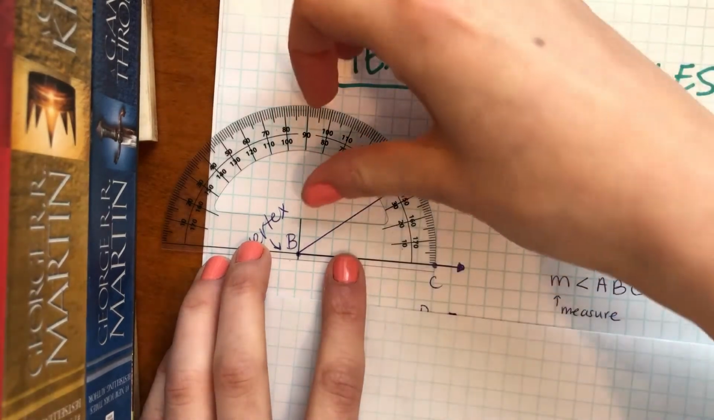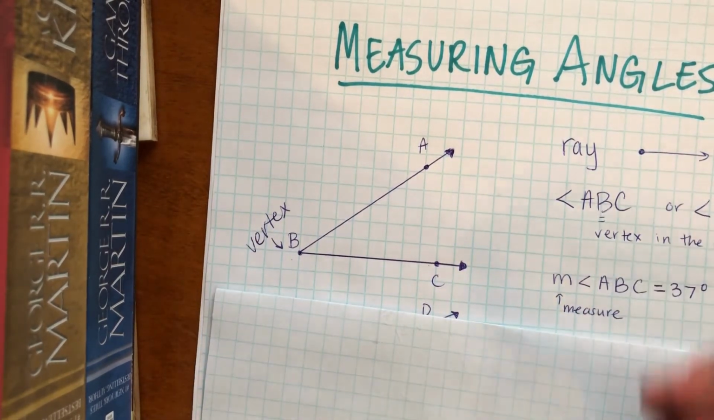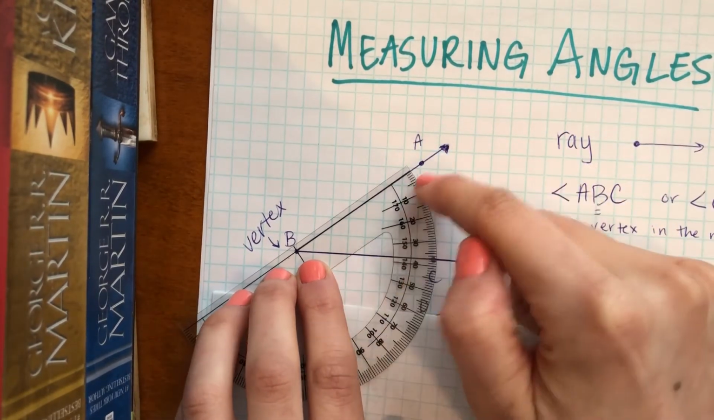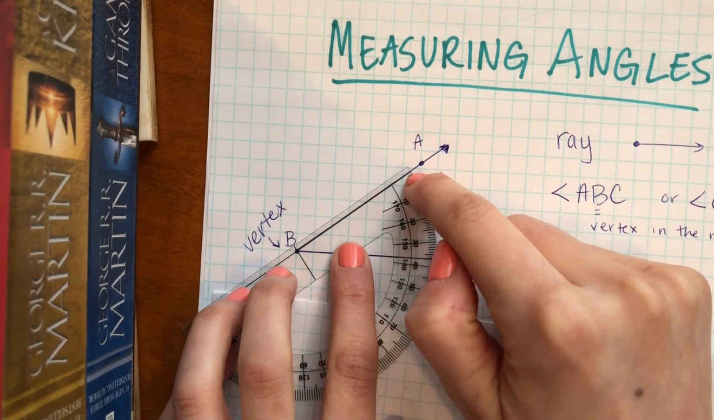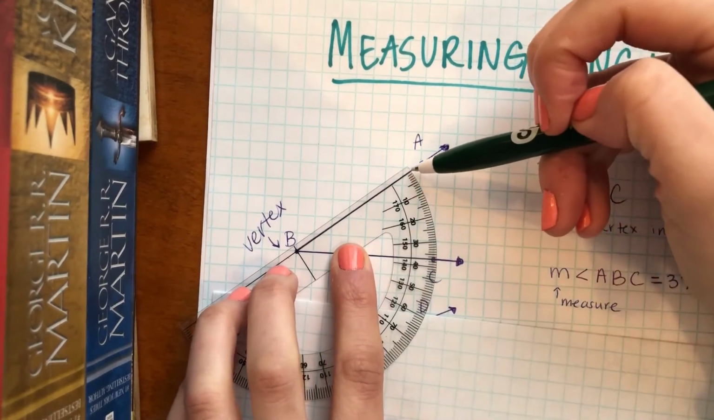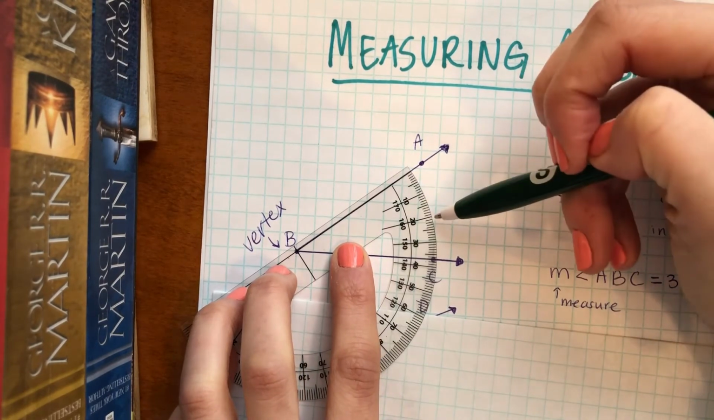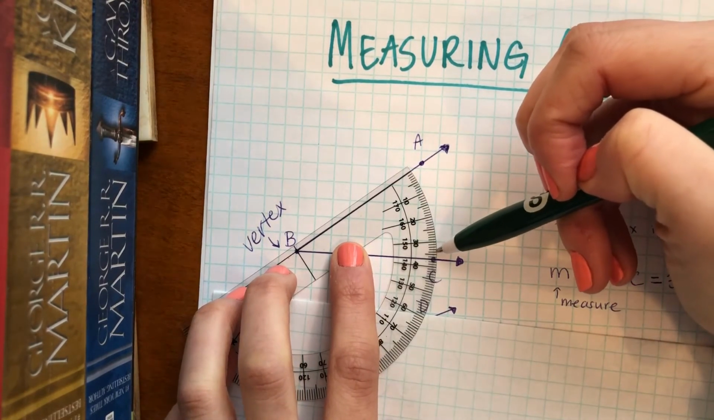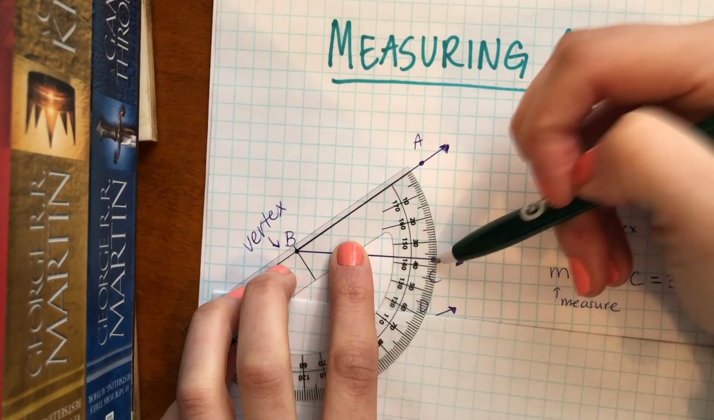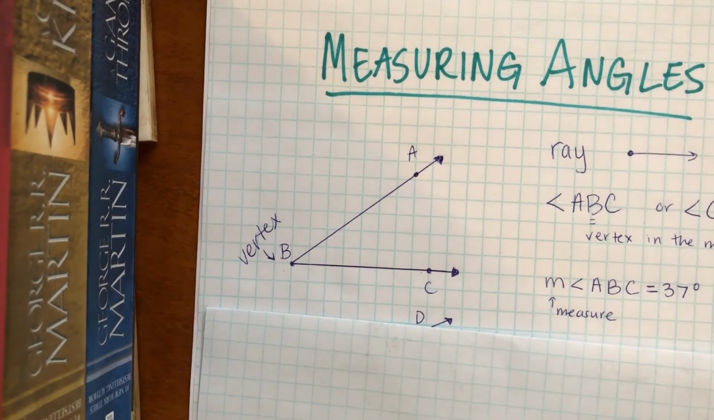I could have also measured this angle the other way. So lining up on the vertex here, lining this side up along the line of the angle, and then counting from the angle. I just count like normal. I would count 0, 10, 20, 30, and you can see again, I get to 37 degrees. So either way you measure this angle, 37 degrees.